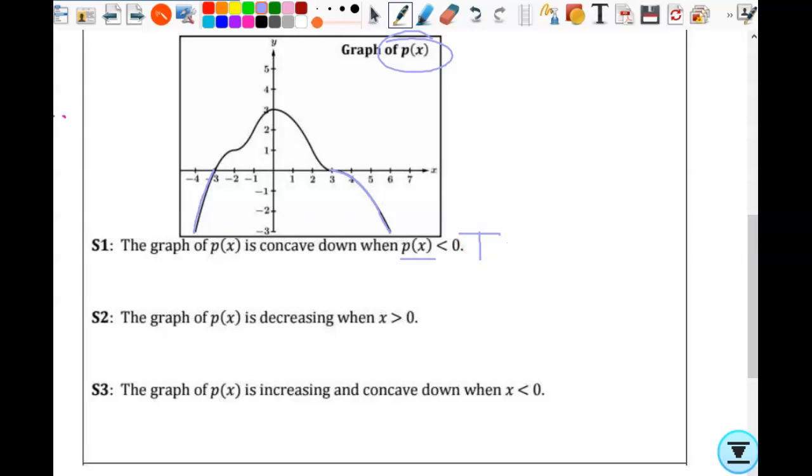Then the graph of P of x is decreasing when x is greater than 0. So this is when x is greater than 0, right? And is it decreasing the whole time when x is greater than 0? What do you think? True. Decreasing the whole time. Now we have a point of inflection right here, right? So it's decreasing, and then the rate slows down, and then the rate speeds back up. So this is true.